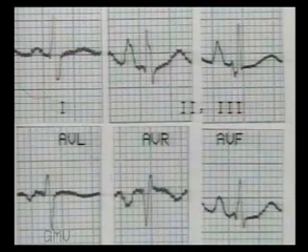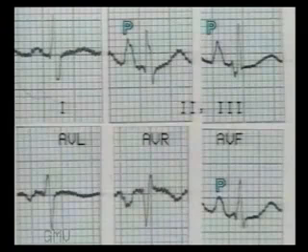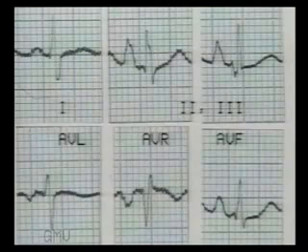Now note the P wave in lead 2. A very typical tall and peaked P pulmonale is seen in leads 2, 3 and AVF, diagnostic of right atrial hypertrophy. So this ECG shows right ventricular hypertrophy with right atrial hypertrophy and right axis deviation.